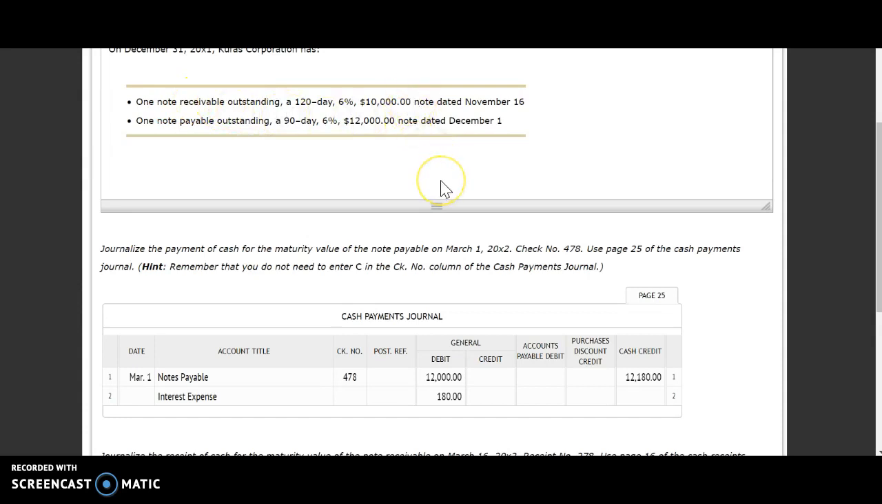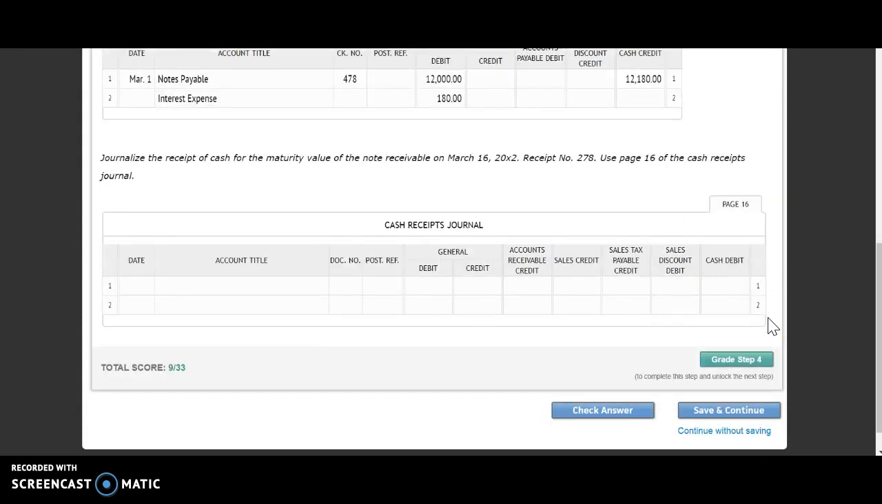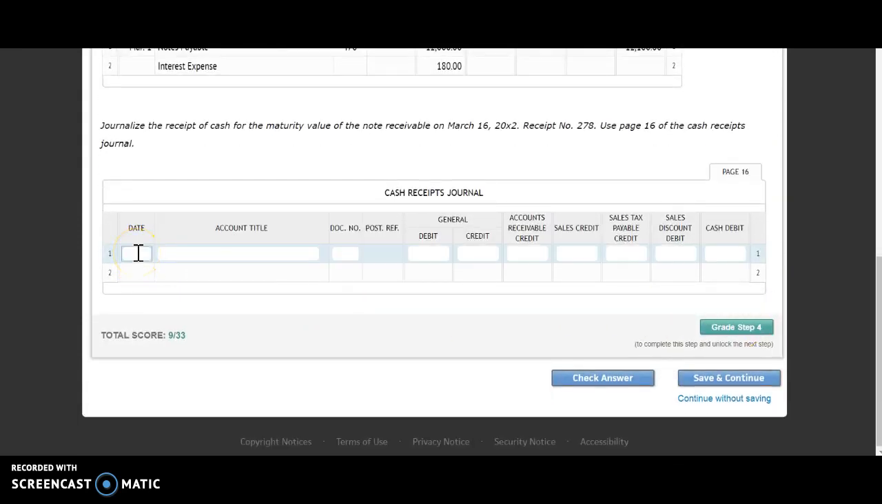I'm going to have to figure out how much money I'm actually receiving and how much of that would be interest. So I'm going to take the principal amount of the note, $10,000, times the interest rate, 6%, times the term, which is this time 120 over 360. That tells us our interest is going to be $200. So I'm going to go down. We're receiving cash, so I'm in my cash receipts journal. They tell us that the maturity date is March 16th.